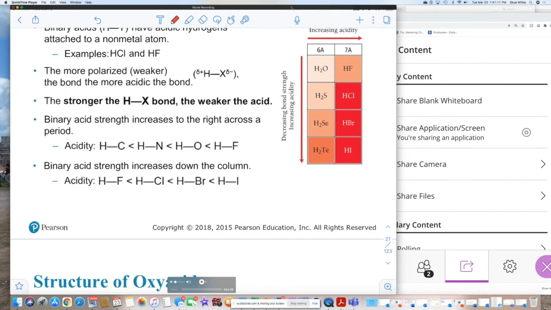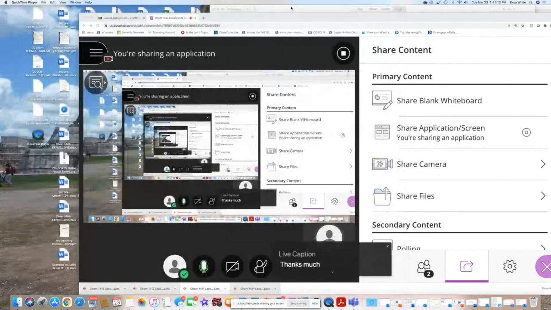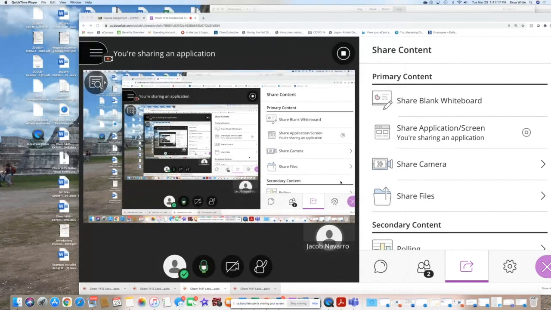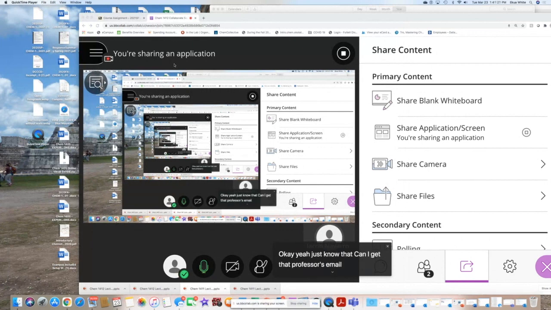As you're working on stuff, if you have questions, feel free to ask me. Even about lab, even about old labs. Okay. Yeah, just email that. Can I get that professor's email, and then you can email the other person.